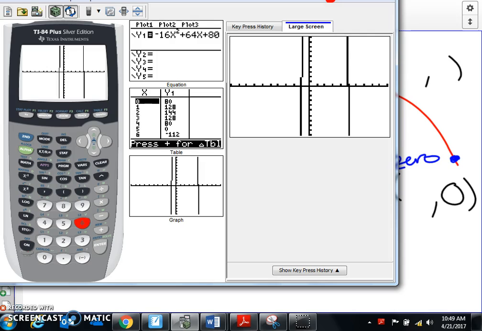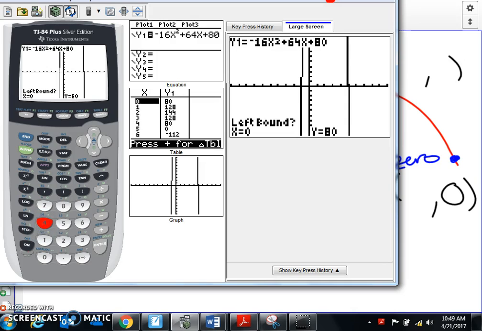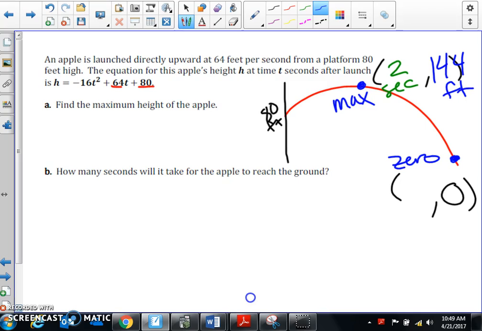So let's go ahead and go second, calc, max. Go to the left, which it is, so push enter. Then we keep on moving till we're definitely to the right of our vertex. So we're definitely to the right now because the y's are in the negative. Push enter. So my maximum point is, I'm just going to say 144. So 2 seconds, 144 feet.